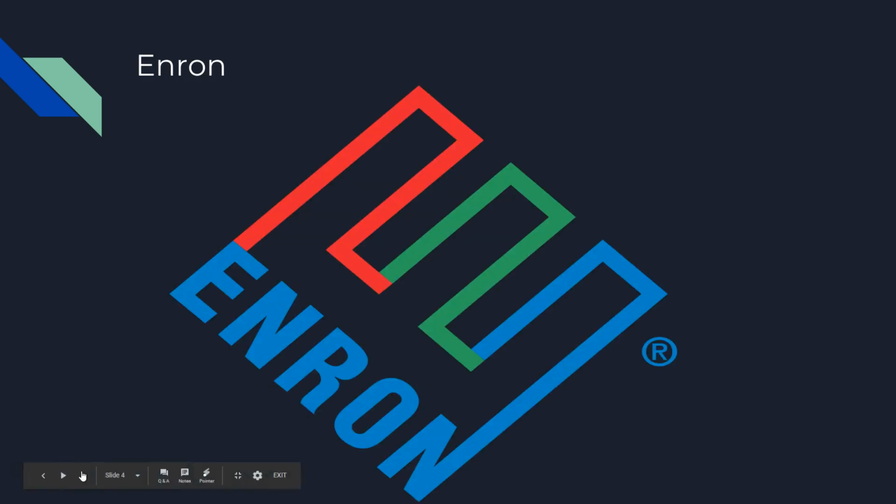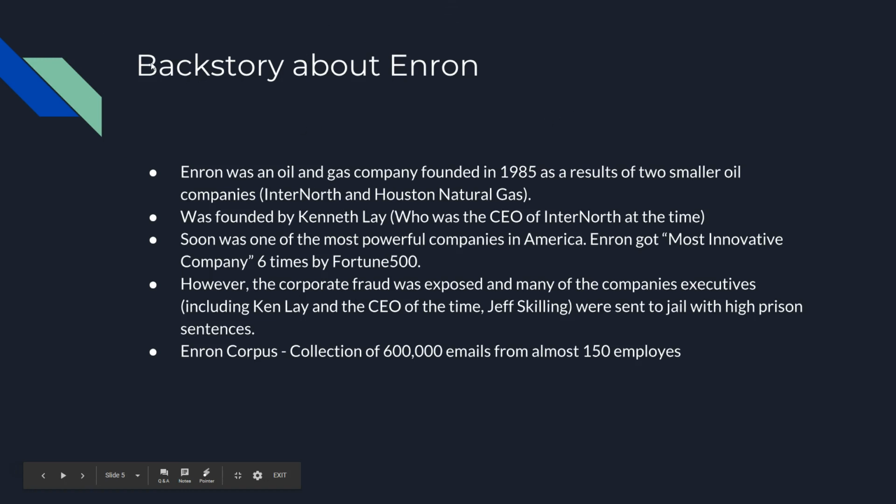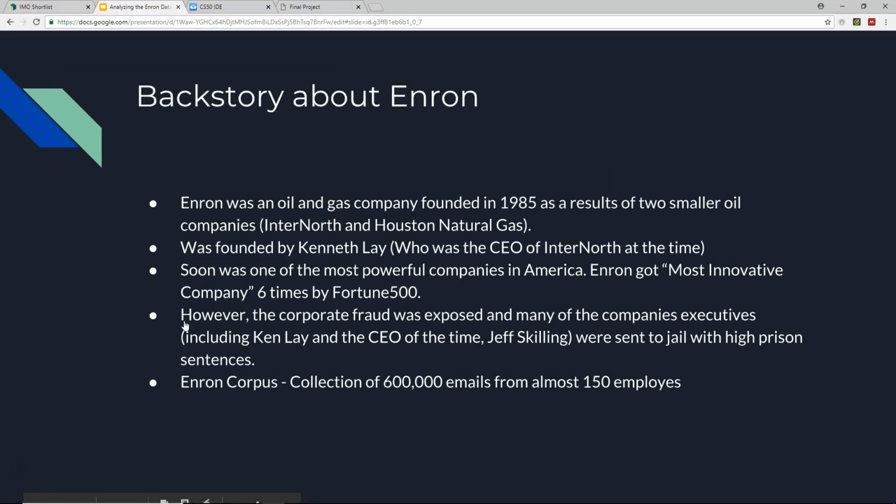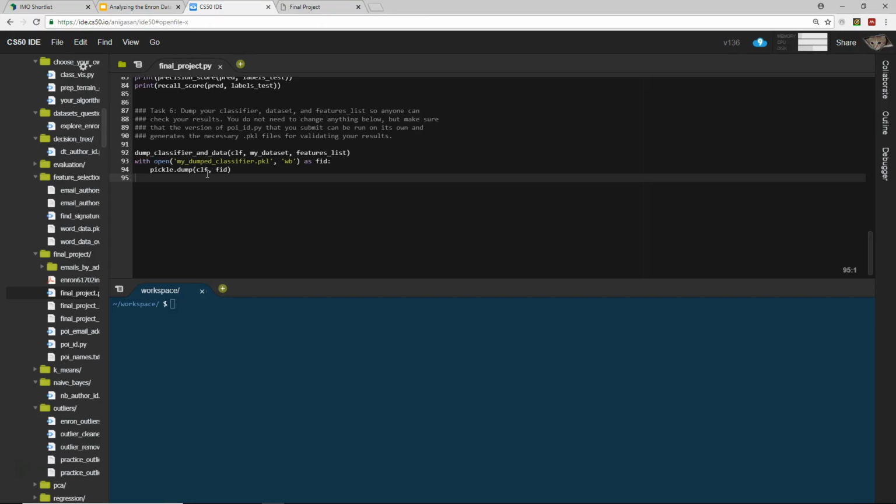So let's talk about Enron for a sec. Some backstory about the Enron Corporation. Enron was an oil and gas company founded in 1985 as a result of two smaller oil companies, Internorth and Houston Natural Gas. It was founded by Kenneth Lay, who was the CEO of Internorth at the time. Soon it was one of the most powerful companies in America, and it was named most innovative company six times by Fortune 500. However, the corporate fraud was exposed, and many of the company's executives went to jail. The Enron corpus is a collection of 600,000 emails from almost 150 employees. Basically, what we're doing in this project is trying to identify persons of interest.